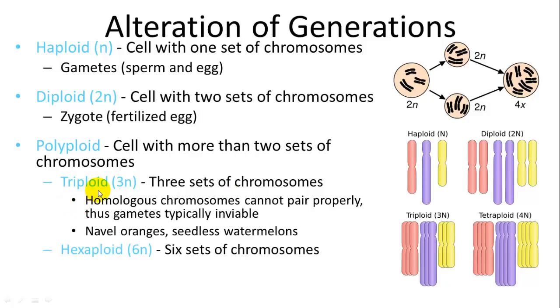So a triploid generally does not allow for meiosis to occur in the next generation. So if you have a triploid plant, such as in navel oranges or seedless watermelons, they don't produce viable seeds, which is good for us because then those fruits are easier to eat. A hexaploid is six sets of chromosomes. So if you have a triploid that then doubles, it could, as a hexaploid, go through meiosis to make triploid gametes. And bread wheat is an example of a hexaploid.